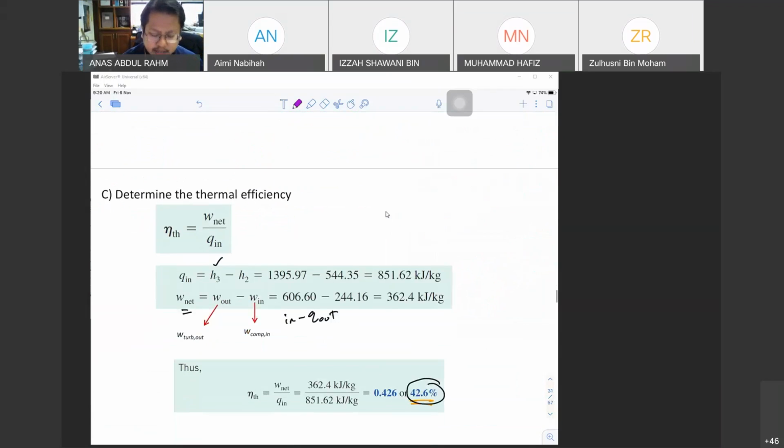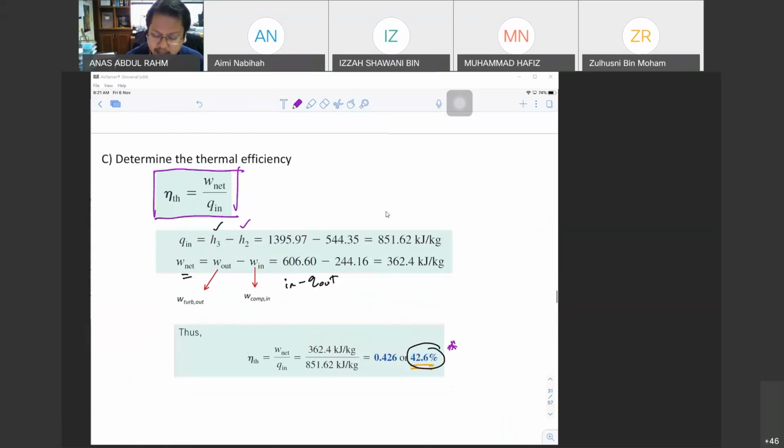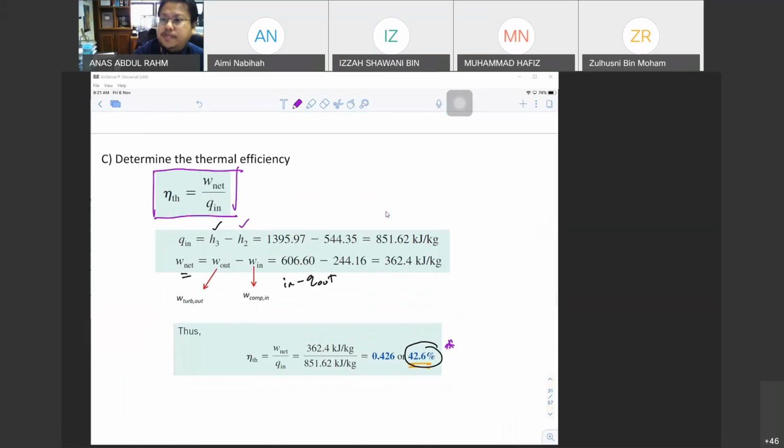I think, yes. Then finally, we have thermal efficiency. Again, I don't have to remind you. Basically, thermal efficiency by definition is W net divided by Q in. Okay. So we have all the information, H3 and H2. Okay. So just substitute, and then the efficiency of the system is roughly about 42%. Okay. All right. I think that's all I want to cover for example problems. So now I open for questions from students.